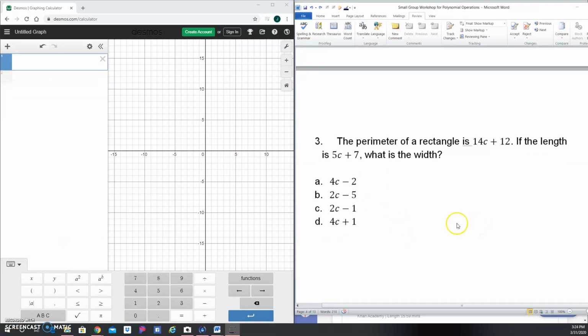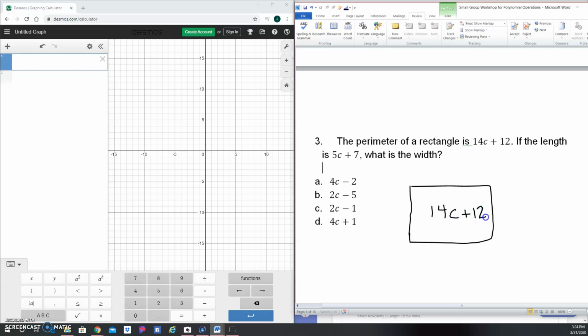The perimeter of a rectangle is 14c plus 12. If the length is 5c plus 7, what is the width? Let's go ahead and start drawing our rectangle. So you have a rectangle, and the perimeter, which you all know is the distance around, is 14c plus 12. And then it says that the length is 5c plus 7.